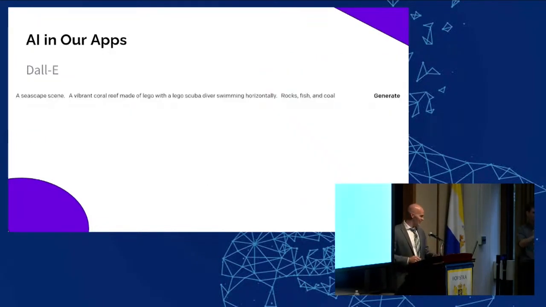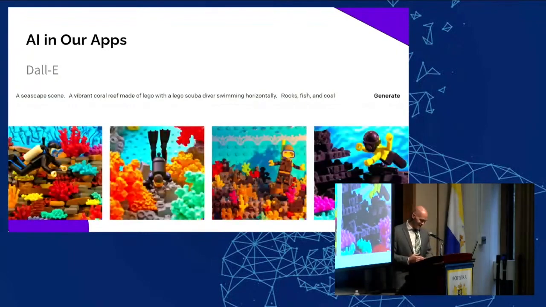So instead, I went to DALL-E, which is actually the image side of ChatGPT. And I gave it the same prompt: a seascape, a vibrant coral reef made of Lego, a Lego scuba diver swimming horizontally, rocks, fish. And I wanted it to write coral. We'll see how that plays out in the picture. And this is what came out.